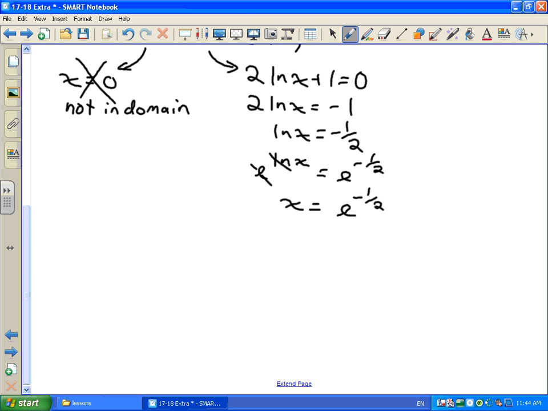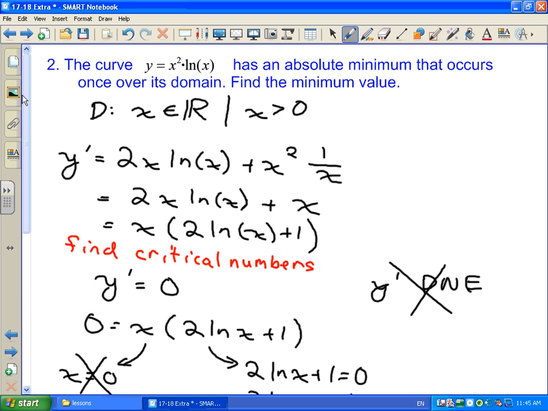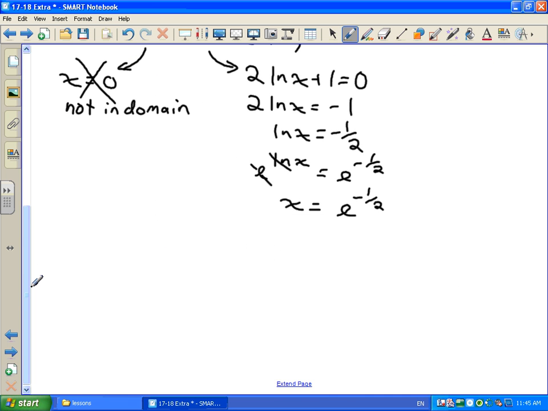And ordinarily what you would do is say, okay, this is my critical number. I know this is a local maximum or local minimum. I'm going to apply my second derivative test to figure out whether I have a local minimum or local maximum. In this case, because of the way I've worded the question, you don't have to. Because I'm telling you that there is an absolute minimum that only occurs once. So if there's only one critical number, that has to represent an absolute minimum. Okay, so we can dispense with the second derivative test in this case, and we'll just find that minimum value. So we'll take our x value, sub it back into our original function here, and see what we get. So e to the -1/2 squared times ln of e to the -1/2.